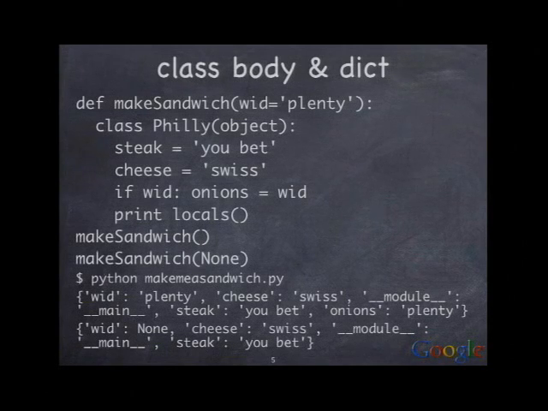So look at an example of a class body and how that builds the dictionary that we're using right after to build up the class object. I'm placing that into a function so that I can have one argument.